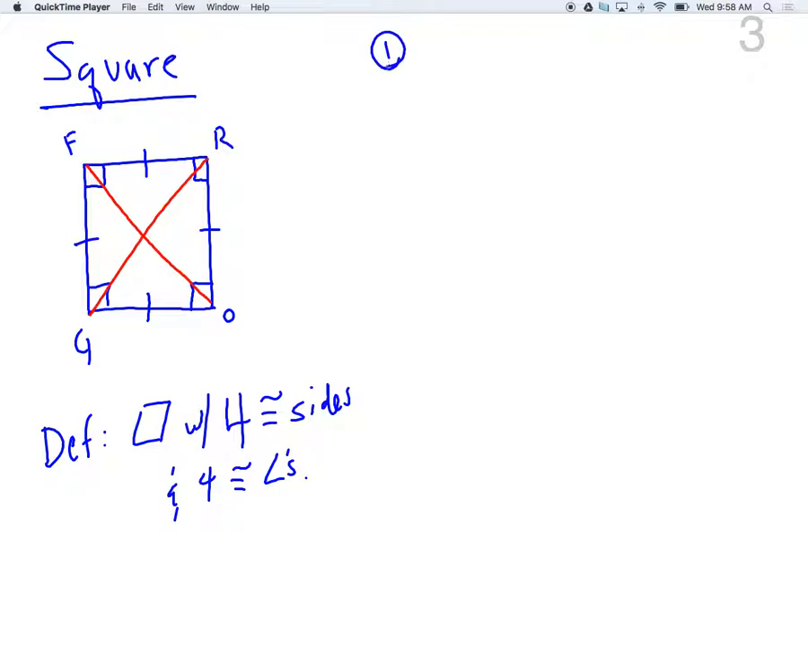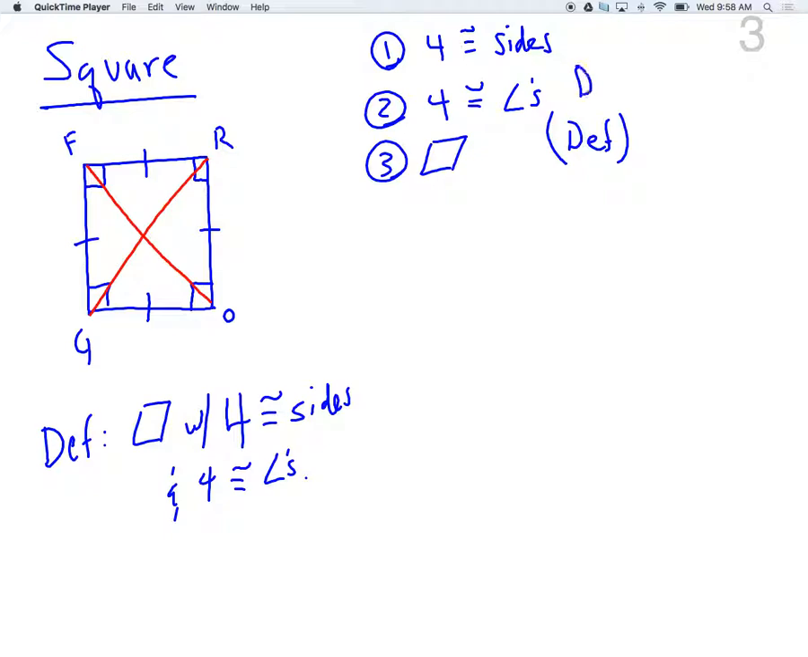Number 1, four congruent sides. Number 2, four congruent angles. Oh, I forgot parallelogram. Number 3, parallelogram. So definition, definition number 4.